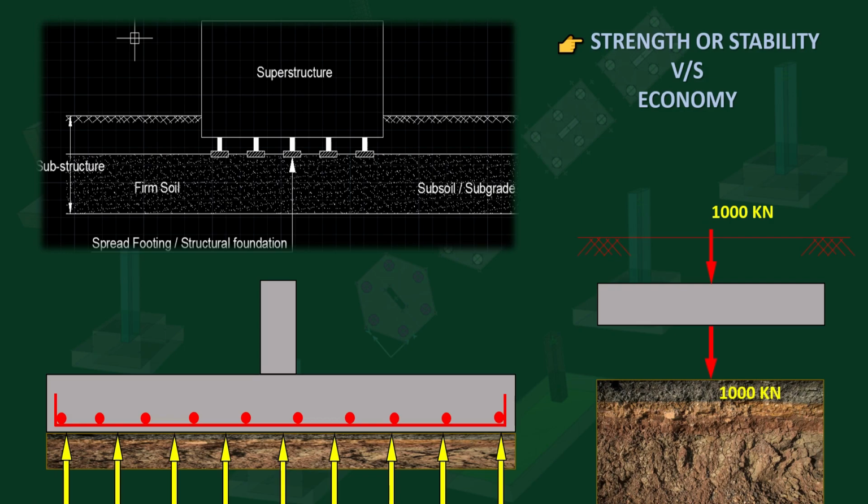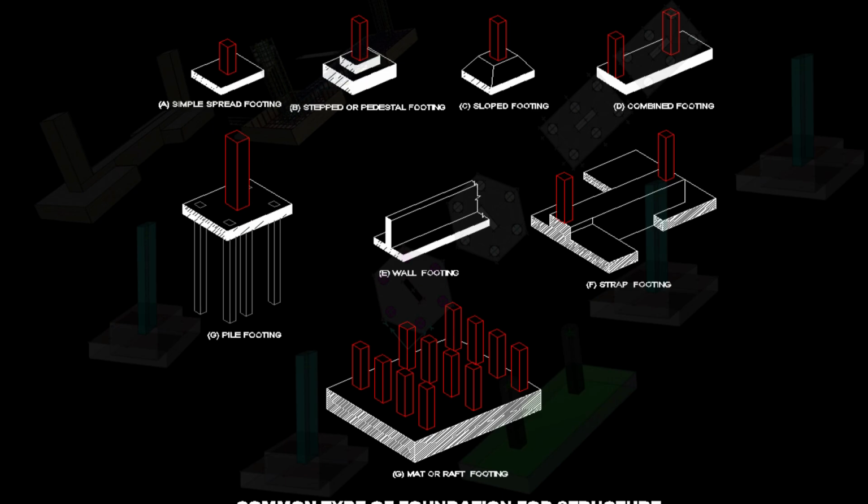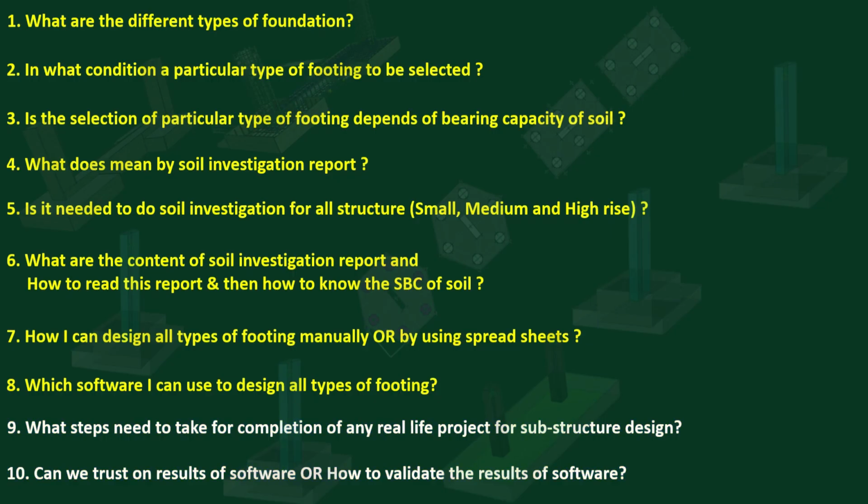Some basic confusions in the mind of the beginners. They are having a lot of questions in their mind, so many questions are there. They do not know what the different types of foundations are. We need to know all of that. There are different types: simple pad footing, sloped footing, combined footing, pile foundation, raft foundation, strap footing, strip footing, wall footing. So there are different types of foundations, and it is important to know what they are.